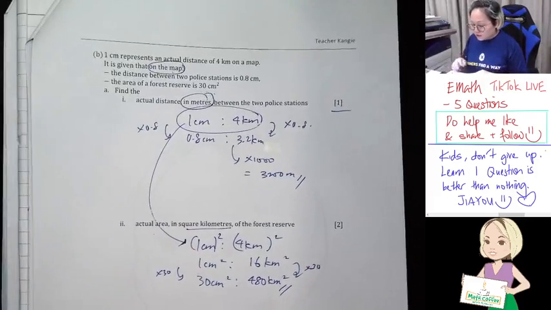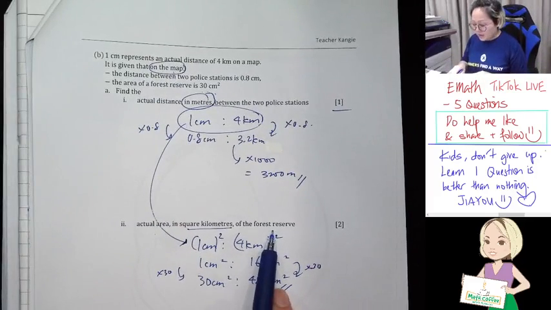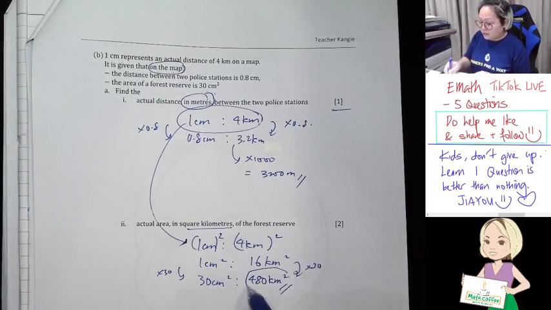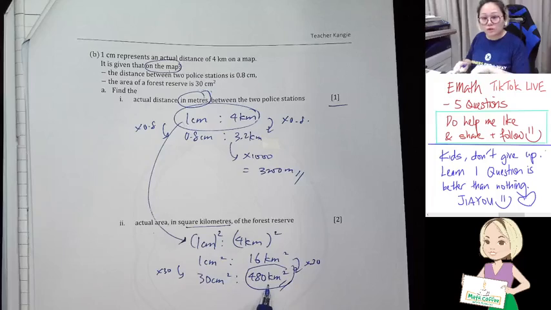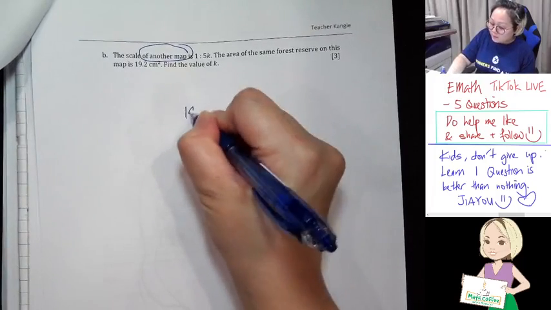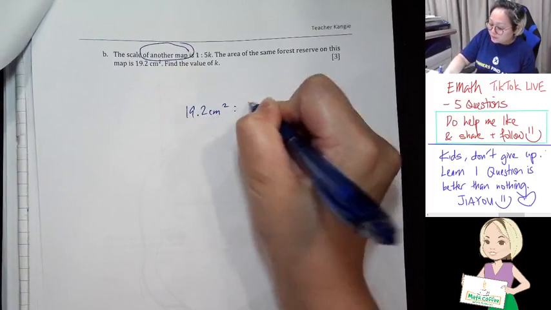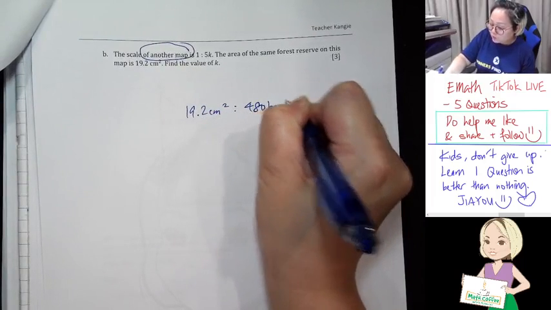Where's my forest? Just now my forest is here, and the actual area is 480 km square. So these remain. So I go over and say that 19.2 cm square represents this 480 km square.